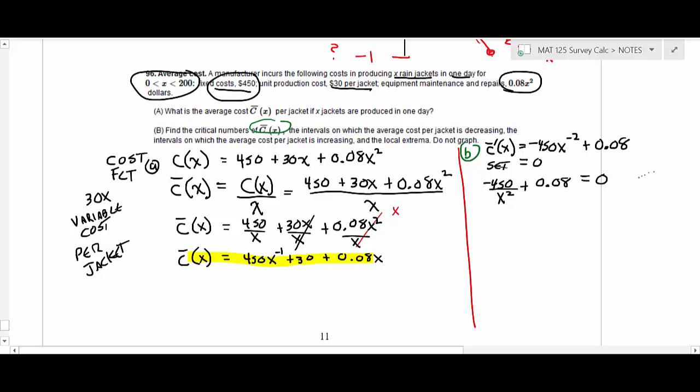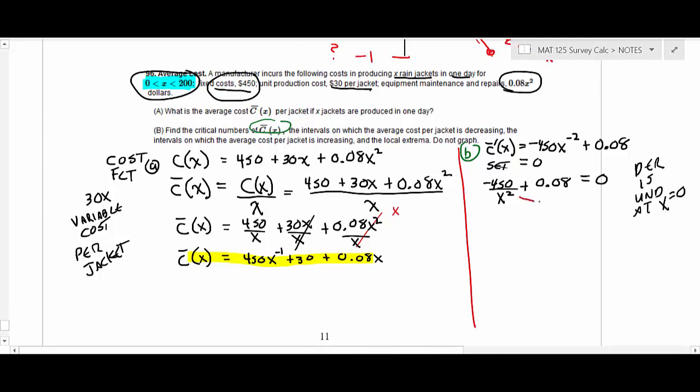Now, there's a couple of things on this. The derivative is undefined at x equals 0 because you have a 0 denominator. So the derivative does not exist at 0. But in this problem, we're only concerned from 0 to 200 anyway. So we're going to find this critical number, and it's probably going to fall between 0 and 200. So we're going to solve this equation.